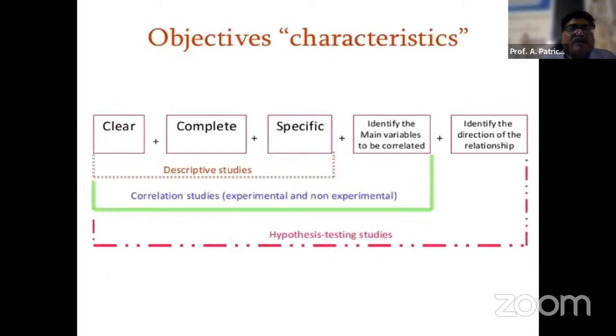Now, let me make it very clear. If your objective is very clear, complete and very specific, not general, then you can do what is called a descriptive statistics or descriptive study. But let us say you have to identify the main variable that is to be correlated, so you'll have to do some correlation study, and you want to identify the direction of the relationship as well. Then that is where you require what is called a hypothesis study.